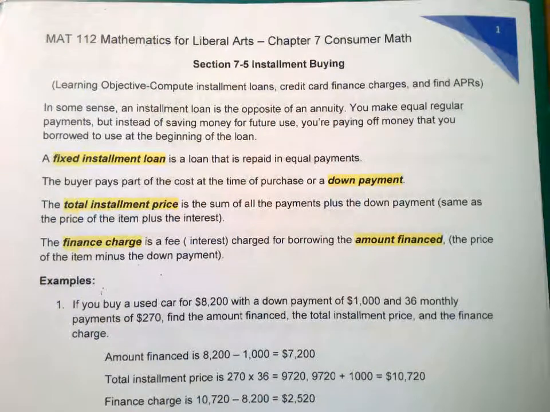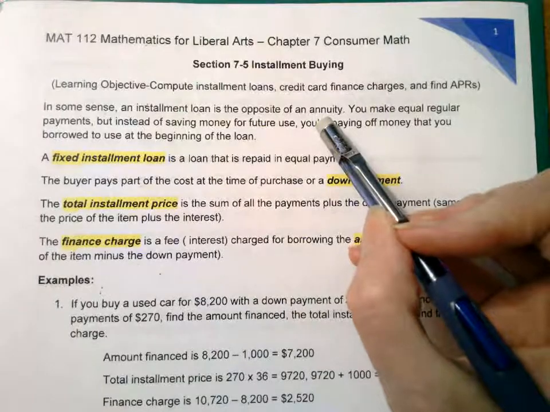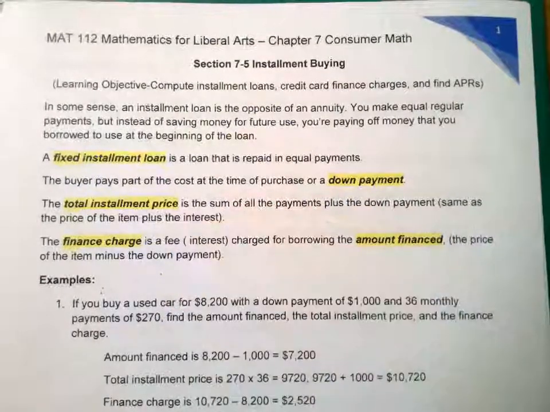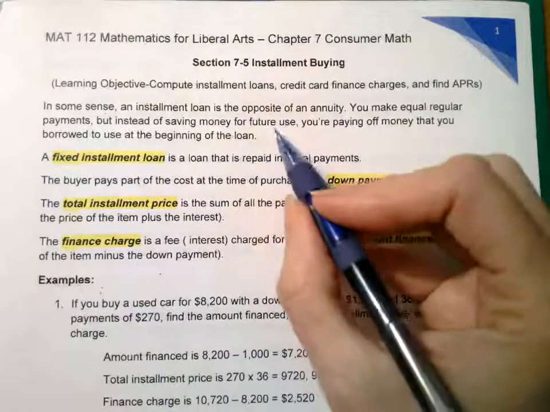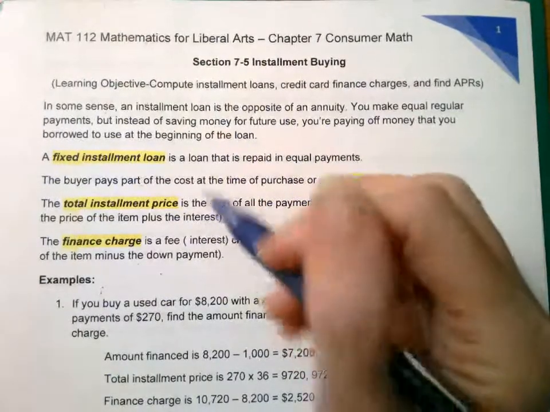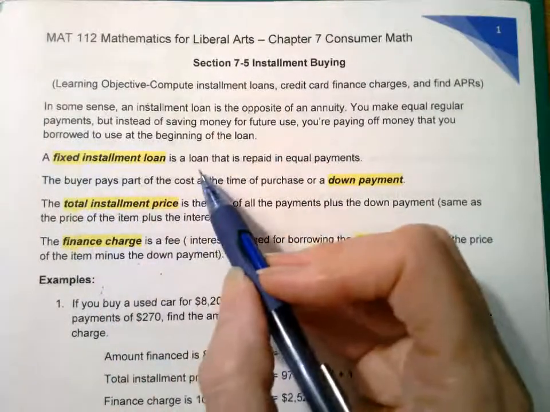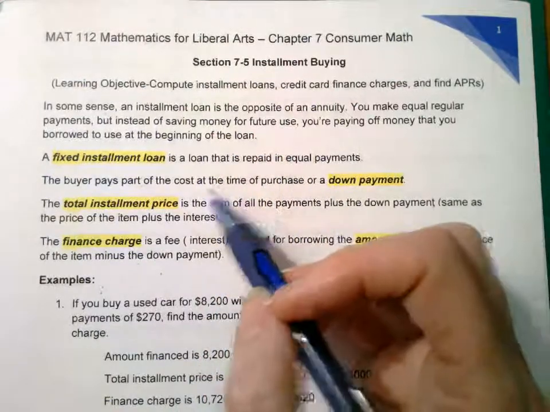All right, Chapter 7, Section 5 on installment buying. Compute installment loans, credit card finance charges, and find APRs. In some sense, an installment loan is the opposite of an annuity. You make equal regular payments. Instead of saving money for the future, though, you're paying off money that you borrowed at the beginning of the loan. So a fixed installment loan is a loan that is repaid in equal payments.